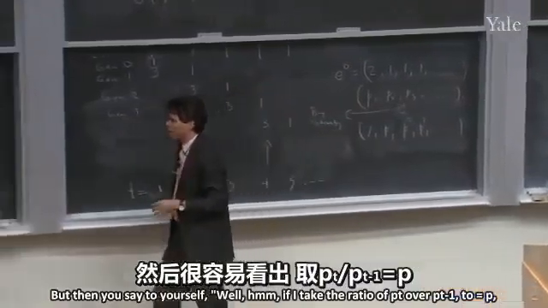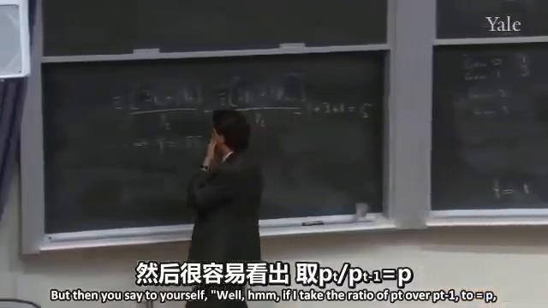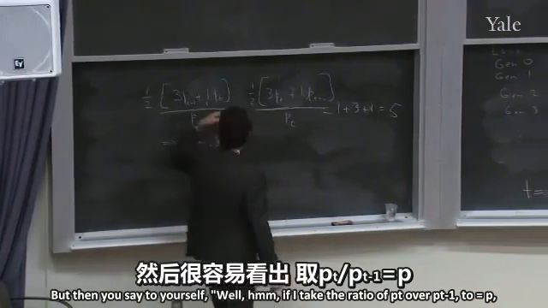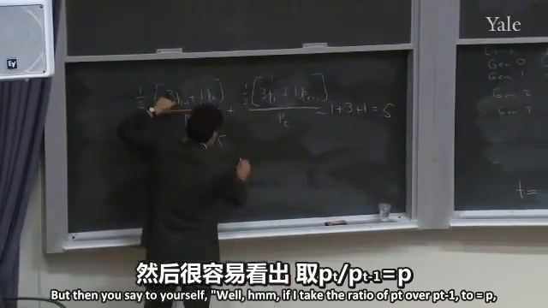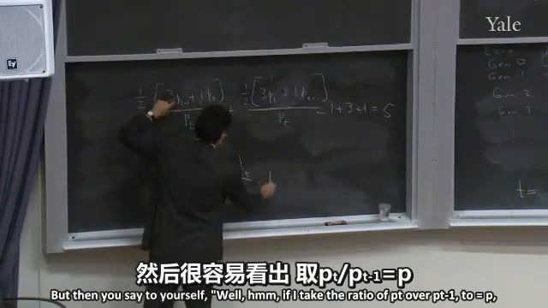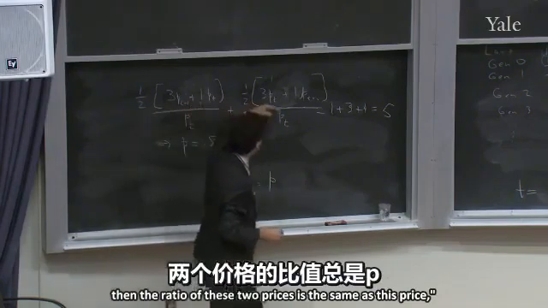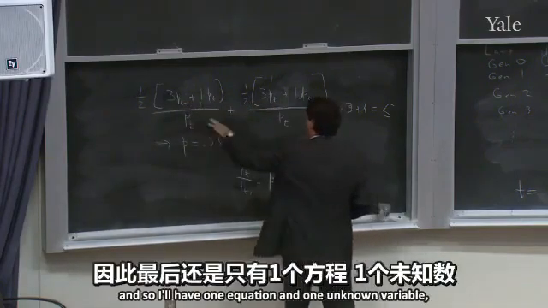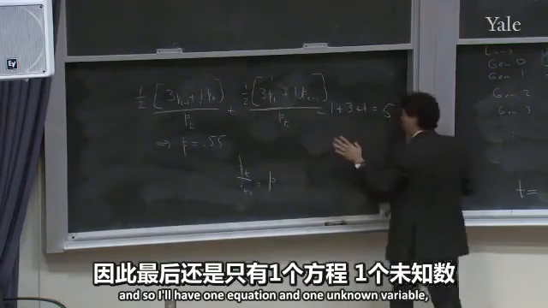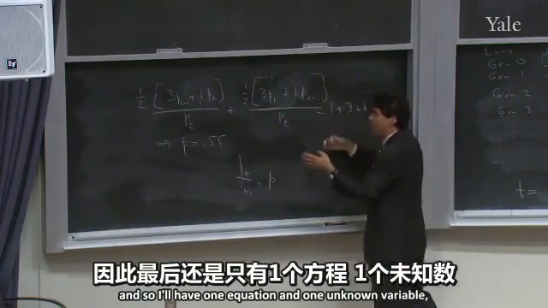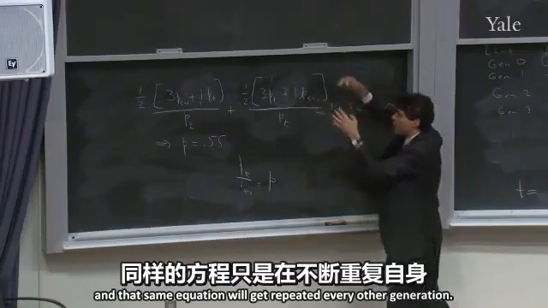But then you say to yourself, if I take the ratio of pt over pt minus 1 to equal p, then the ratio of these two prices is the same as this price. And so I'll have one equation in one unknown variable, and that same equation will get repeated every other generation.